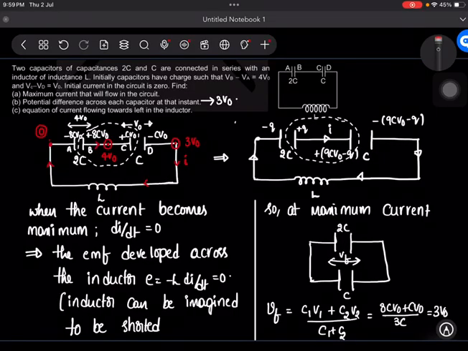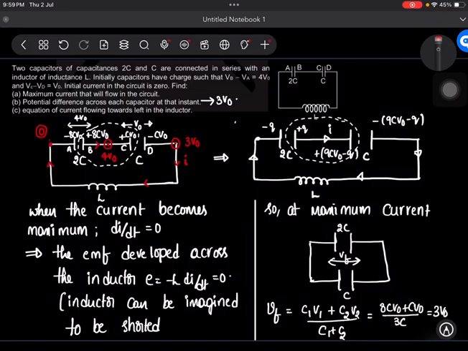Hello everyone. This is a question on LC oscillation with more than one capacitor in the LC circuit. The question reads: two capacitors of capacitance 2C and C are connected in series with an inductor of inductance L. Initially capacitors are charged such that VB minus VA is 4V0.